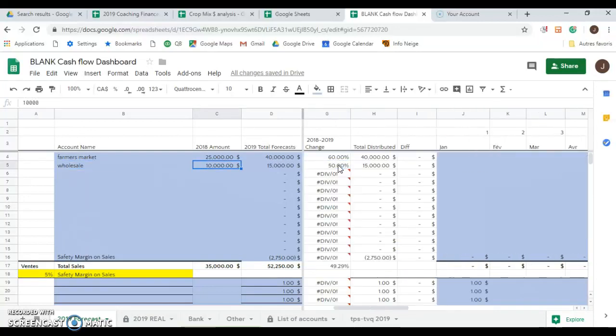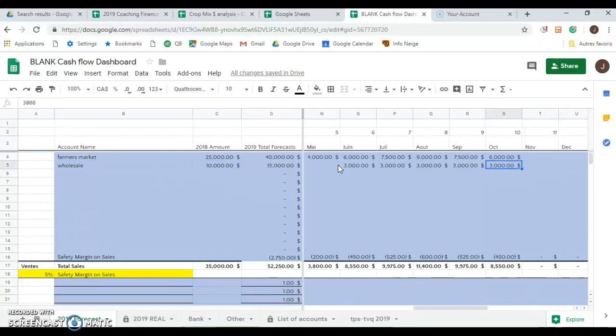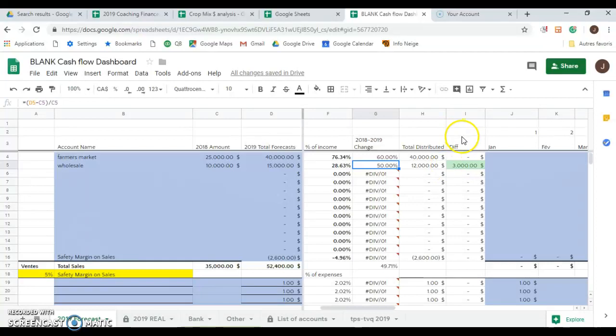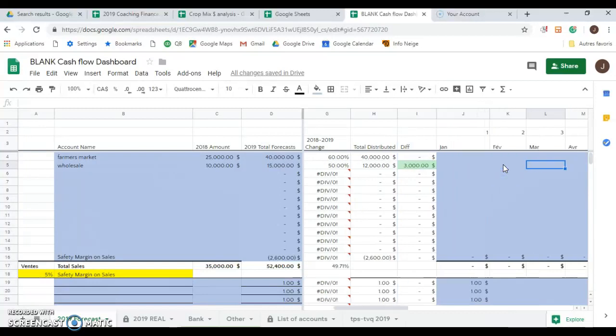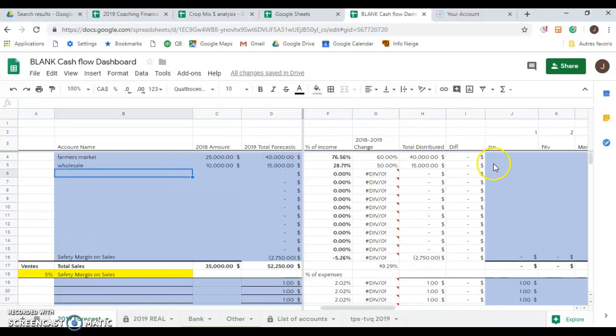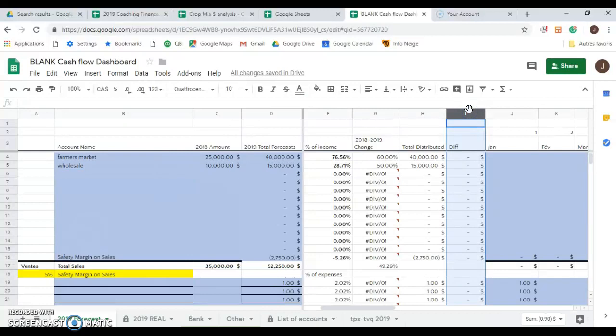Boom. And so one thing I'd like to show you is, let's say I had not done that. Over here, you notice there's a column that says difference. So the point here is that everything that's in the total forecast needs to be distributed month by month. And this column, difference, has to be down to 0. And so then we go over here, we say, all right, well, we're missing 3,000. Boom, that's how it happens. And we're down to 0 for the difference. Super important.